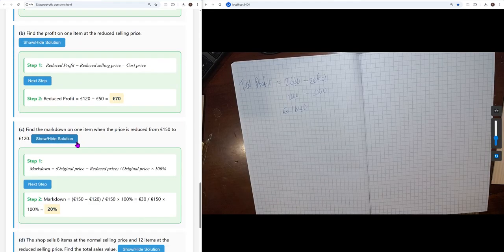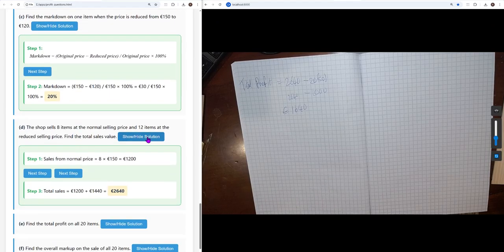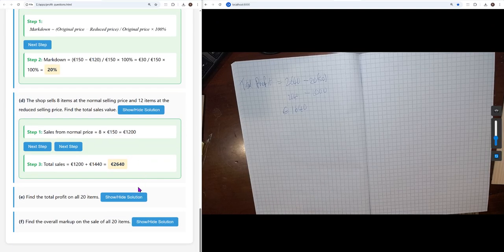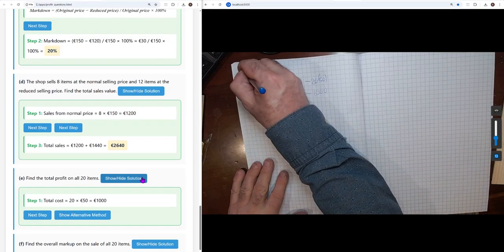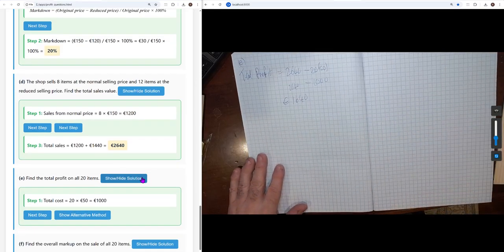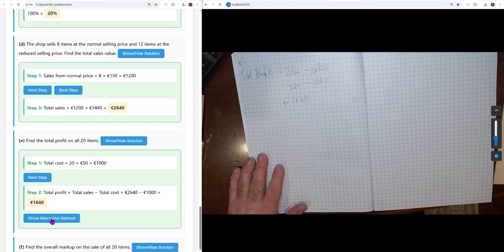I've gone back up, haven't I? What letter am I on now? D. I've done that one. We're on E actually. Nearly there now. One more part to go. And there it is, 1640.